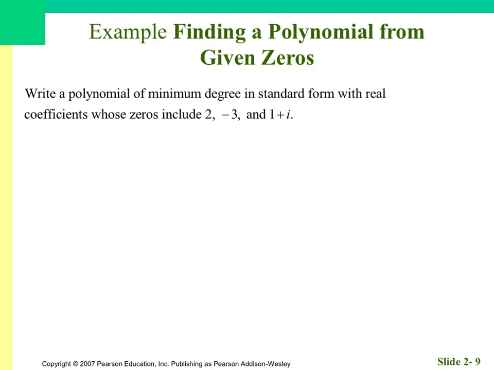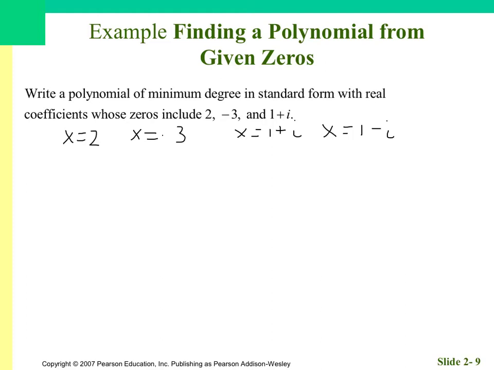Alright, example of finding a polynomial from given zeros. Write the polynomial of minimum degree in standard form with real coefficients whose zeros include 2, negative 3, and 1 plus i. So we know that we have x equals 2, x equals negative 3, and x equals 1 plus i. But we also know the complex conjugate is a zero. What's the complex conjugate of 1 plus i? 1 minus i. So there are all the zeros.